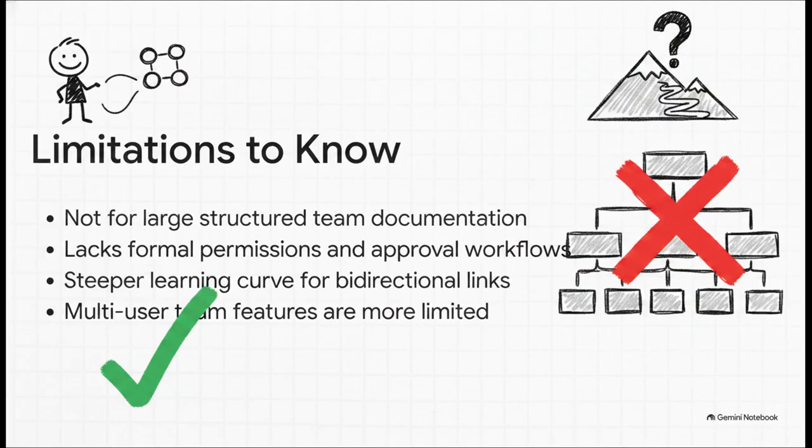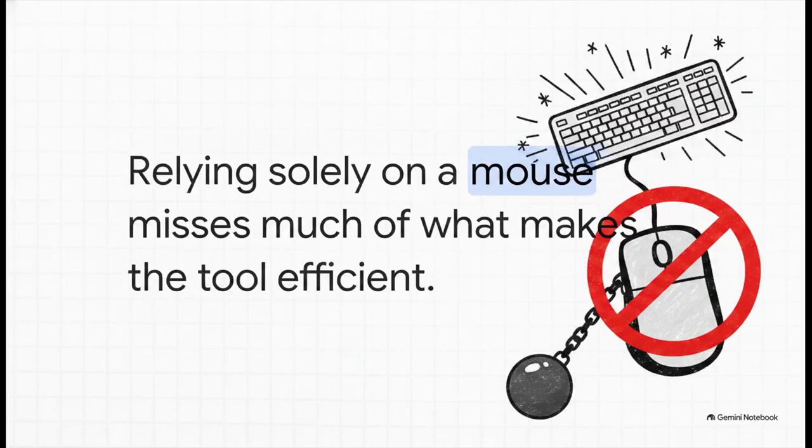Also, you've got to know that the learning curve for bidirectional linking can be a bit steep at first if you've never used a networked tool before. I really want to highlight a common pitfall here. Relying solely on your mouse completely misses the core efficiency of SilverBullet. If you skip learning the keyboard-driven command palette, you undermine the fast, fluid experience the software was fundamentally built to provide. You really have to break that mouse reliance to unlock its full potential.